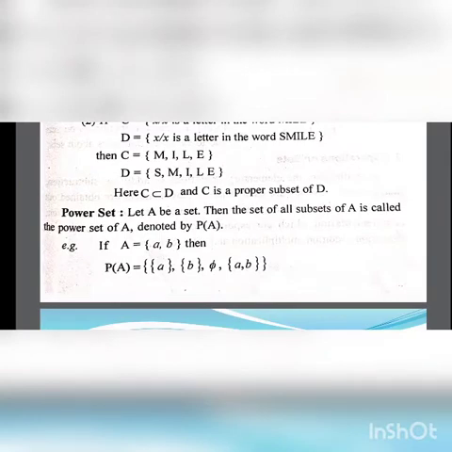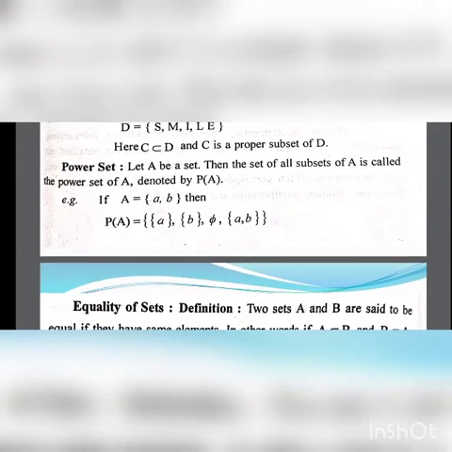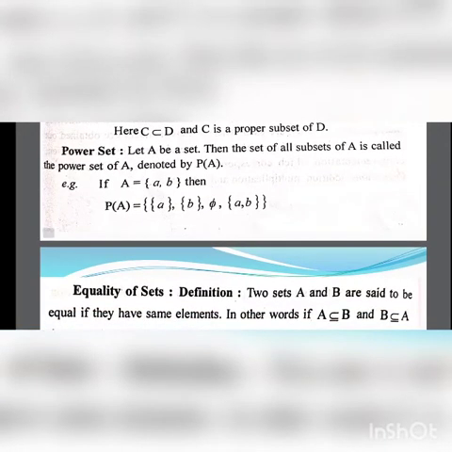Let A be a set, then the set of all subsets of A is called the power set of A, and this is denoted by P(A). Okay, what is the power set? Power set means, suppose we have to find out the power set of A, then we have to find all the subsets of set A. Okay, see the example.